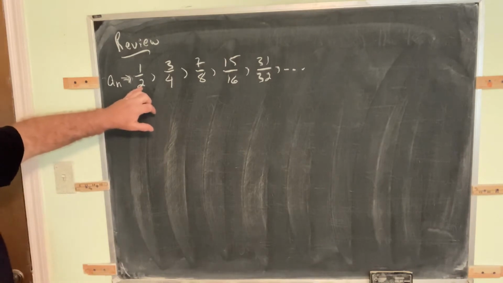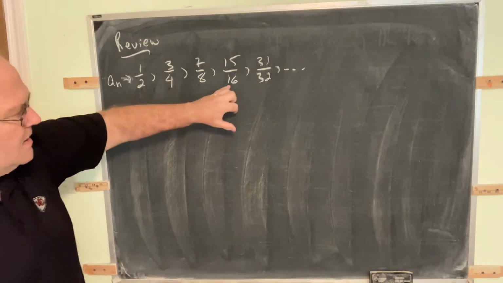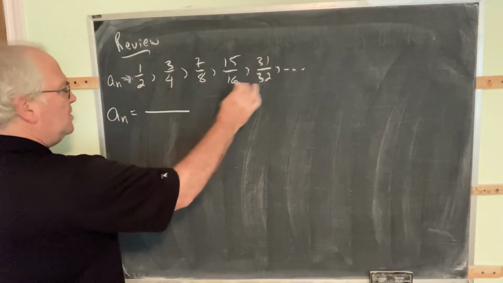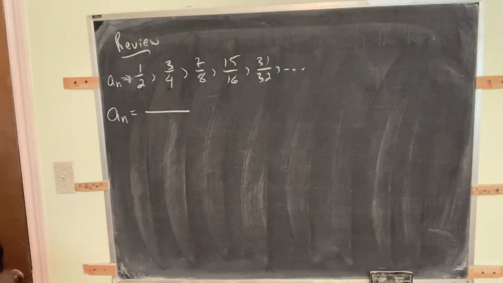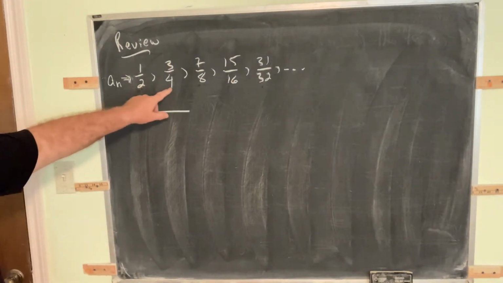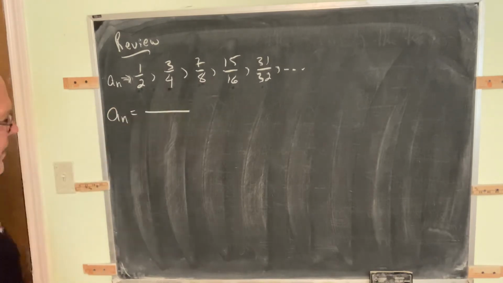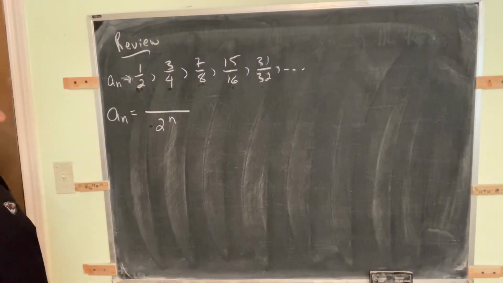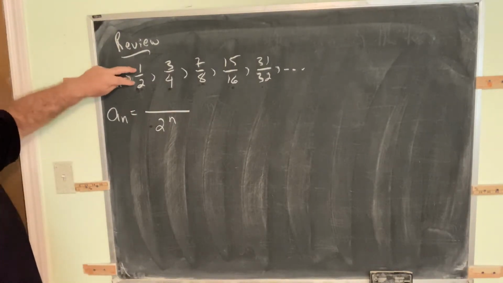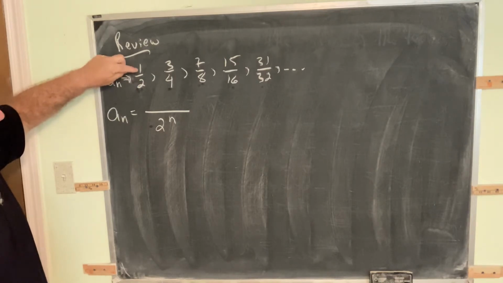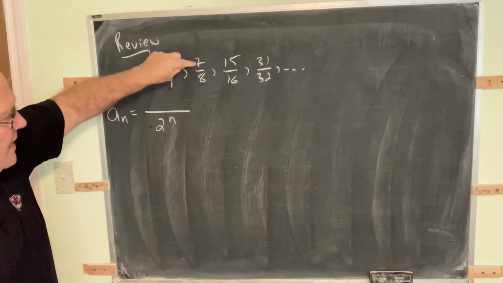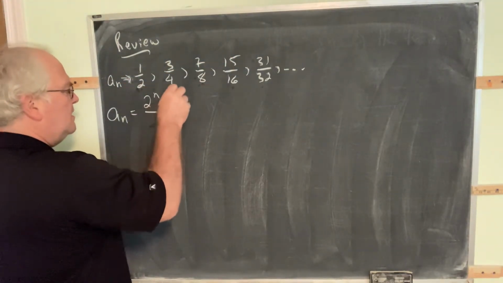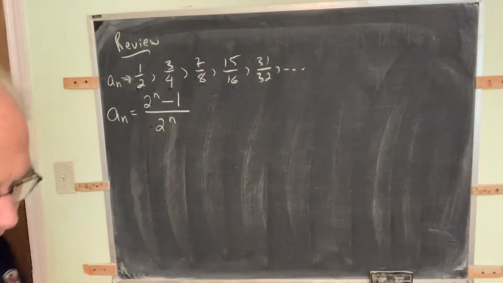Well, look at the denominators: 2, 4, 8, 16, 32. Do you recognize those? Those are the powers of 2. 2 to the first, 2 to the second, 2 to the third, 2 to the fourth, and so on. So the denominators are 2 to the nth power. But look at the numerators. The numerators are that number minus 1, that number minus 1, and so on. And so sure enough, this is (2^n - 1)/2^n. All right?